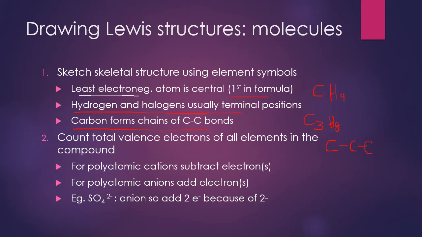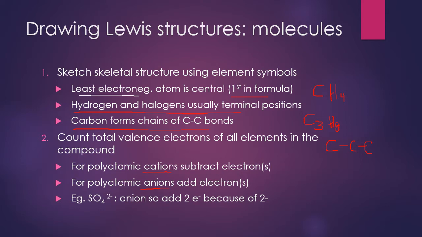We're sometimes going to be drawing Lewis structures for polyatomic ions. If we happen to be drawing a structure for a cation, a positively charged polyatomic ion, we would need to subtract electrons from that total valence electron count. For the anions, the negatively charged ones, the reason they're negatively charged is because they have extra electrons. So we need to take that into account and add those electrons into our total valence count.